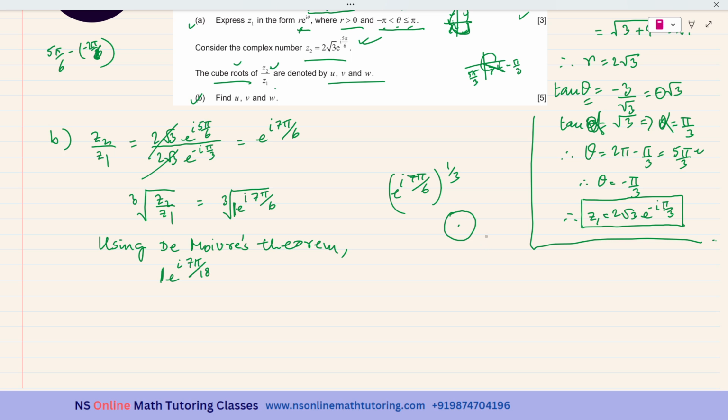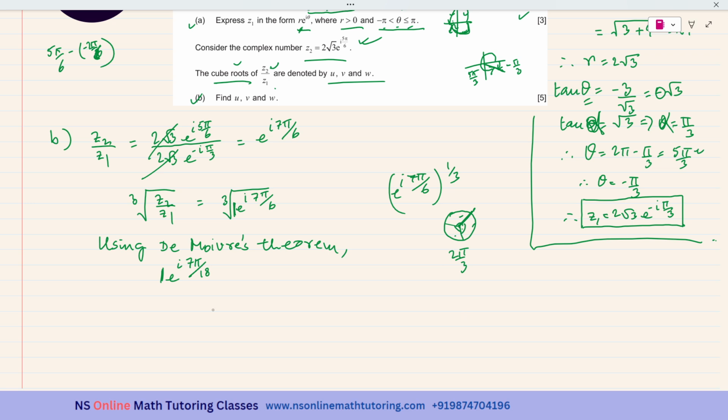And one of them is 7 pi over 18. So the angle between any two, I'm just drawing arbitrarily, I'm drawing one of the roots as this. Maybe another root is this one and third root is this. So the angle between any two consecutive roots will be the same. And the total angle about a point is 2 pi. So the angle between any two consecutive roots will be 2 pi over 3 because there will be 3 such angles.